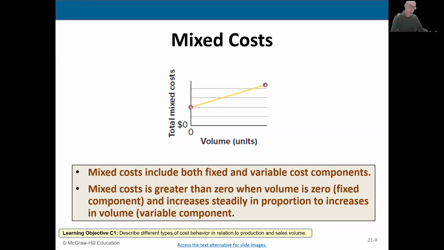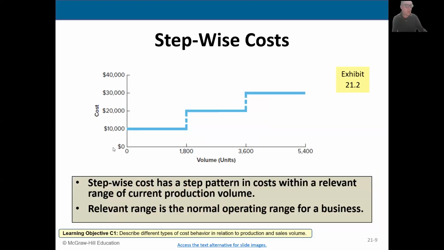So as you can see, the mixed costs start at a certain point. It's after the fixed cost, and then it goes up, right? So this graph represents that. So that's mixed cost.